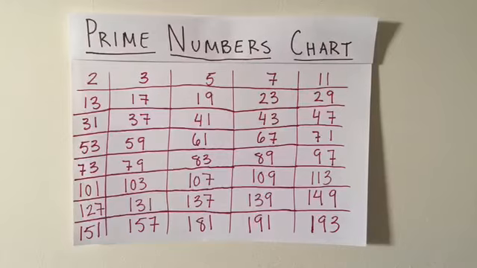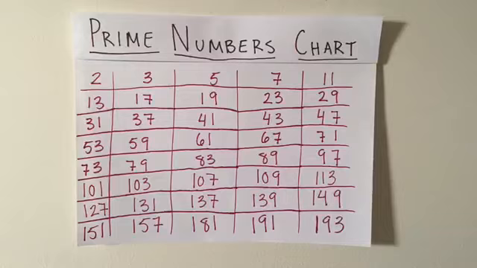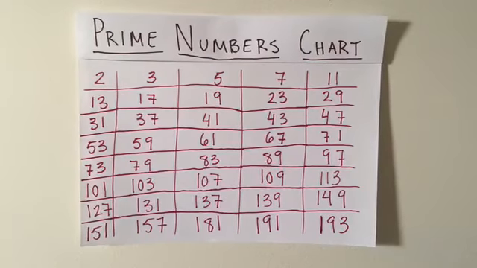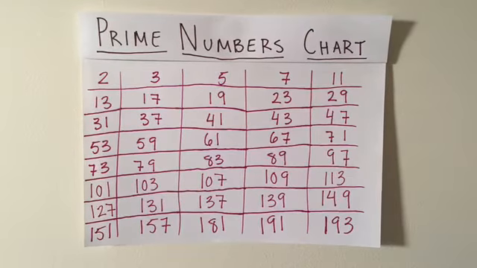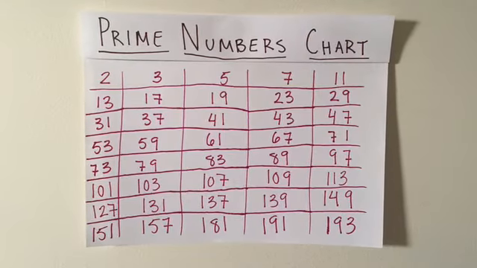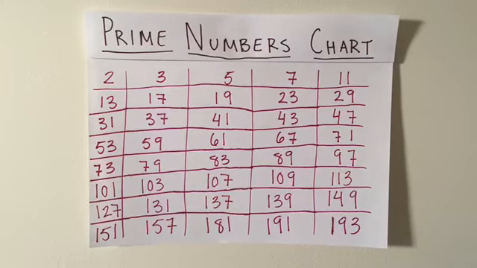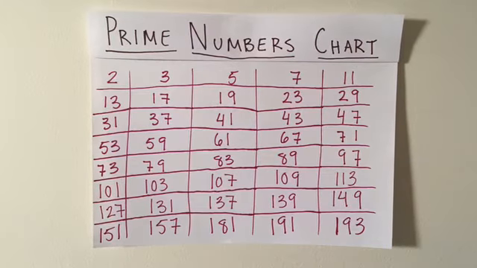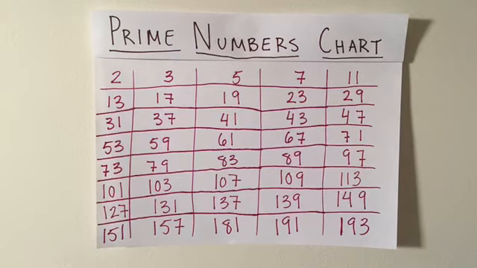Here we have a prime numbers chart. This is only a small portion of the prime numbers in existence, as there are an infinite number of prime numbers. You may notice that 2 is the only even prime number. This is because all even numbers can be divided by 2. You may also notice that prime numbers besides 2 and 5 all end with a 1, 3, 7, or 9.